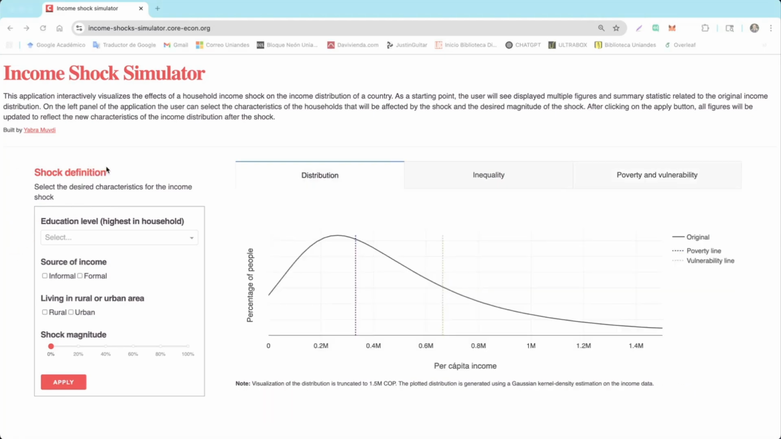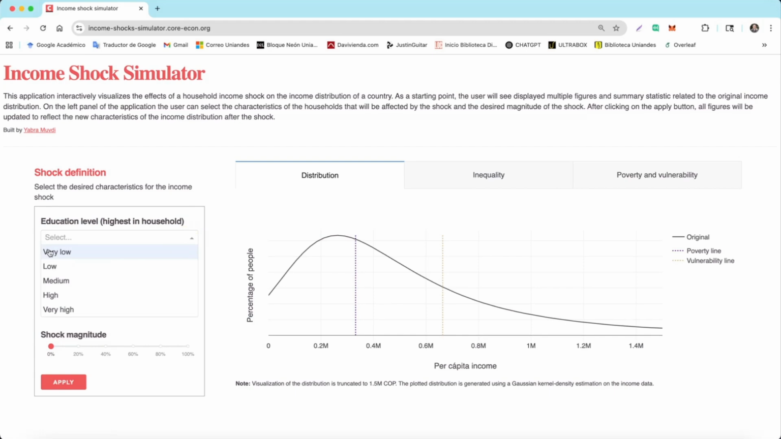On the left-hand side of your screen, you will find a comprehensive set of options designed to meticulously describe which specific segment of the population will ultimately receive the intended shock, along with the precise total monetary amount of this particular shock. In this very first and crucial selection, you are able to clearly define the absolute highest level of educational attainment achieved by all the individual members within the household unit.